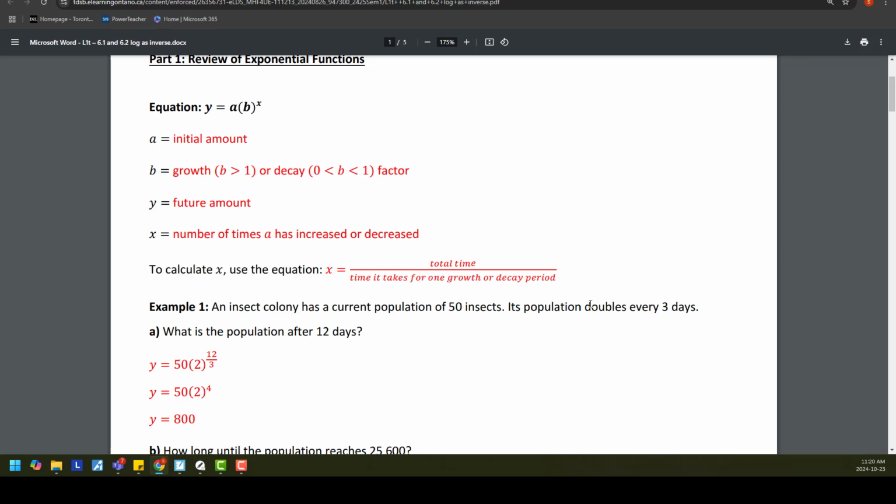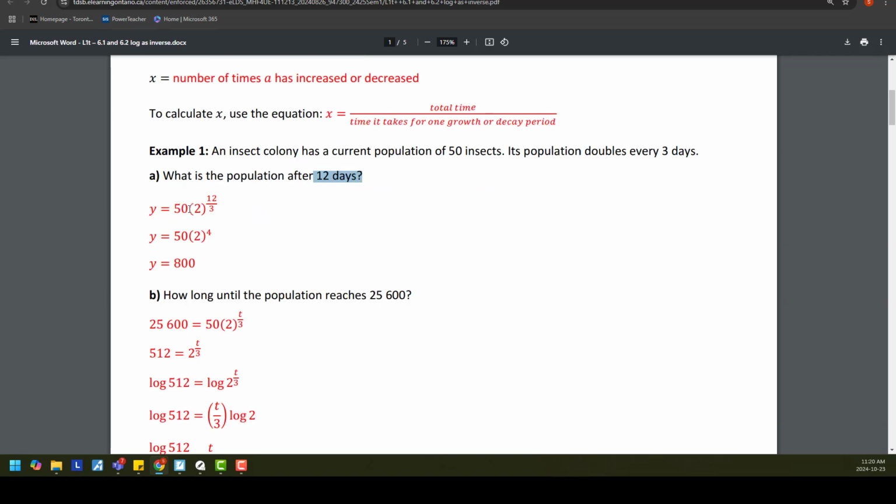So how long does it take for the population to double? That is 3 days. So your denominator for the exponent is going to be 3, and then your total time is 12 days. So 12 divided by 3, which is 4, then 2 to the power 4, which is going to be 16, and 16 times 50 is 800. So the population after 12 days is going to be 800.